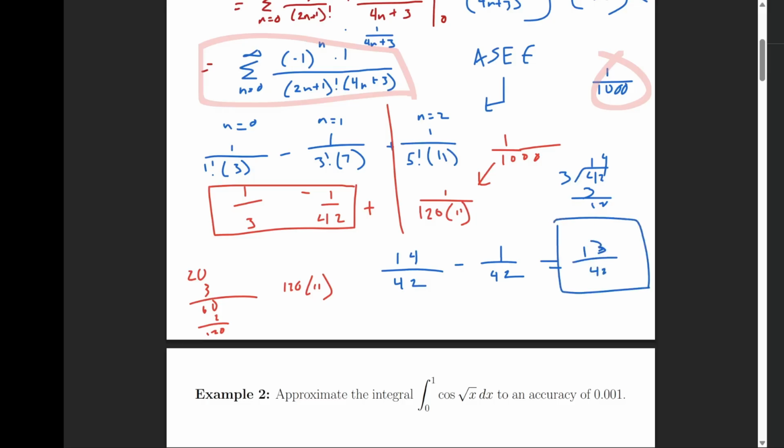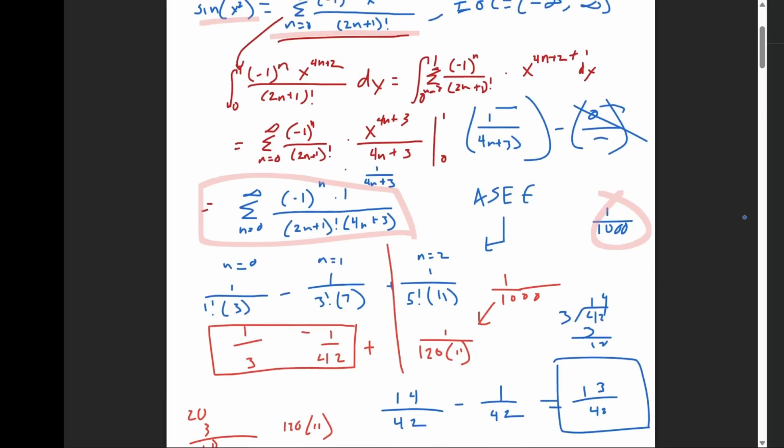So this is your answer. Can you read that as a 13? 13 over 42, and that would be your answer. Here, I'll let you look at it. I can't really fit everything on screen.